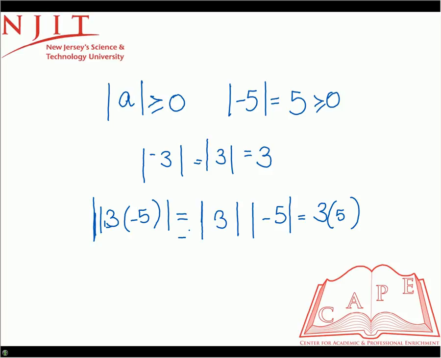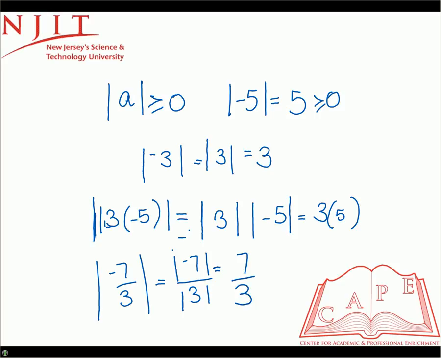And the same concept can be done for division. So if you had, say, the absolute value of minus 7 over 3, you can split the absolute value into individual values. So this is the same thing as saying the absolute value of minus 7 over the absolute value of 3, which is just 7 over 3. Right? So that's multiplication and division.